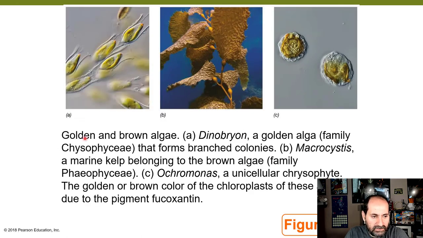So here are just some pictures of the golden and brown algae. In A, you can see Dinobryon, a golden algae. In B, Macrocystis, a marine kelp belonging to brown algae. And in C, you can see Ochromonas, a unicellular chrysophyte. Again, the golden or brown color of the chloroplasts of these algae is due to the pigment fucoxanthin. So that's what they have in common. That's what gives them this beautiful golden and brown pigmentation.